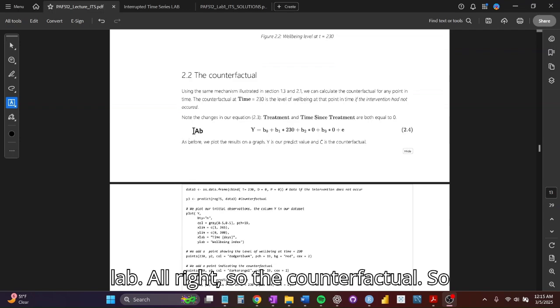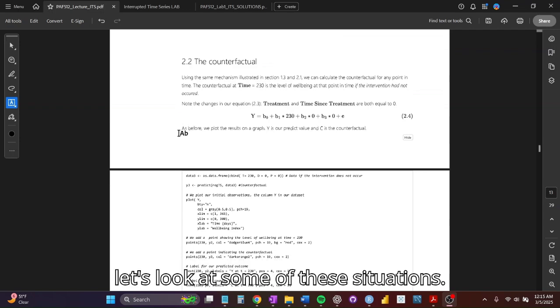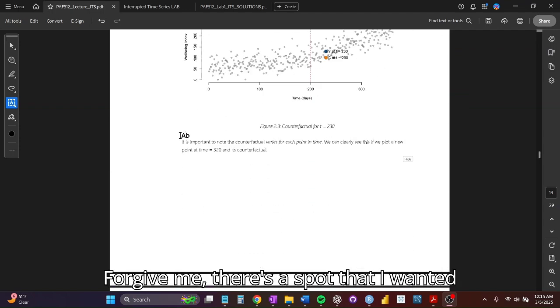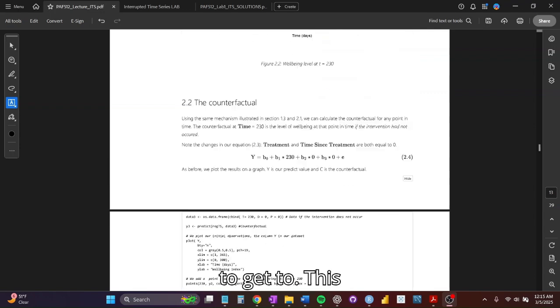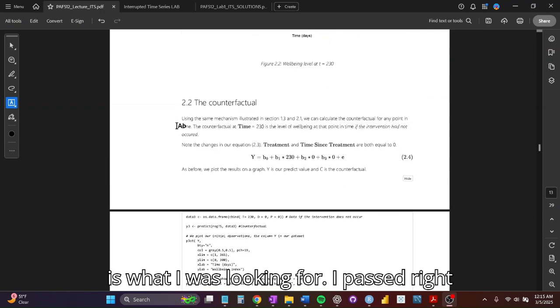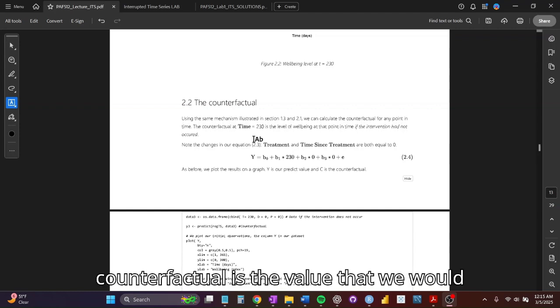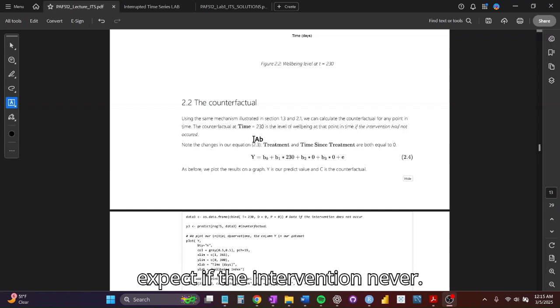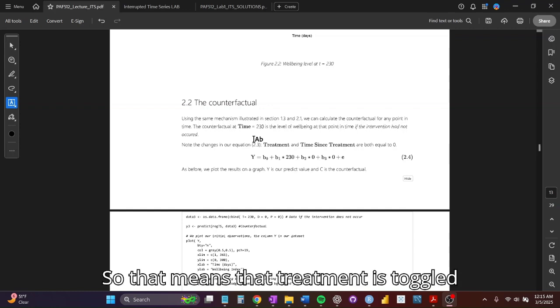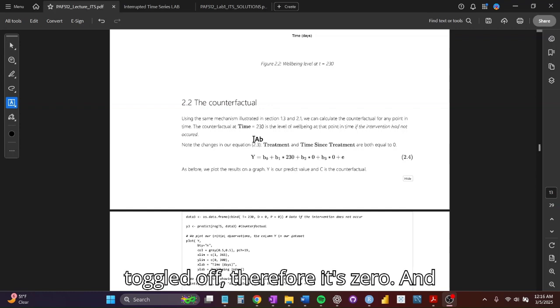All right, so the counterfactual. So let's look at some of these situations. Forgive me, there's a spot that I wanted to get to. It's what I was looking for. I passed right by it. So let's say we want to look at the counterfactual. Once again, the counterfactual is the value that we would expect if the intervention never occurred. So that means that treatment is toggled off, therefore it's 0. Time since is toggled off, therefore it's 0.